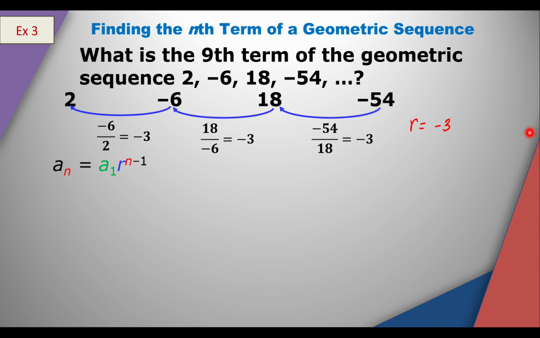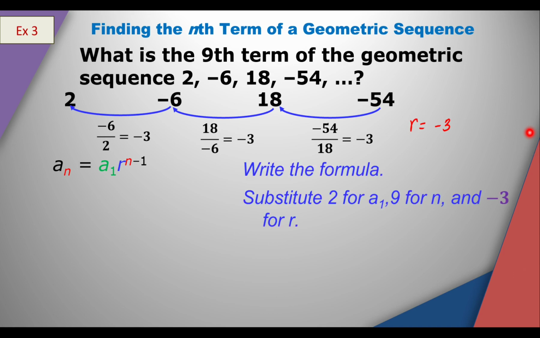We are given, substitute now, 2 for a sub 1. This is our first term. That is our a sub 1. And we now have here 9 for n, because that's what we are being asked for, the ninth term. Then, of course, we have negative 3 for the common ratio. Again, what's the first to simplify? The group in the exponent, 9 minus 1. So 9 minus 1 is 8.